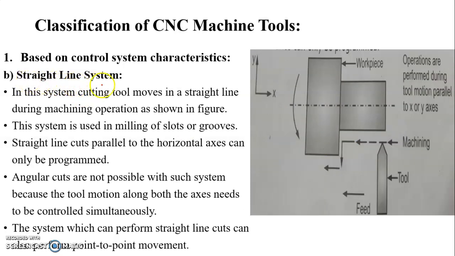Second is the straight line system. In this system, the cutting tool moves in a straight line during the machining operation, as shown in the figure. This system is used in milling of slots or grooves. Straight line cuts parallel to the horizontal axis can be programmed. Angular cuts are not possible with such a system because the tool motion along both the axes needs to be controlled simultaneously. The system which can perform straight line cuts can also perform point to point movement.